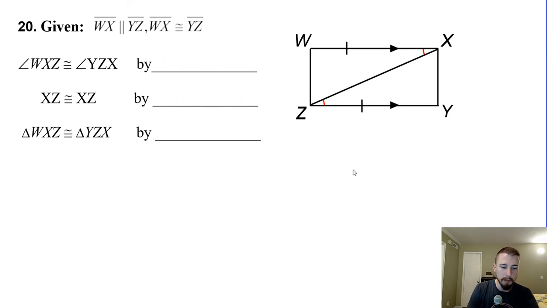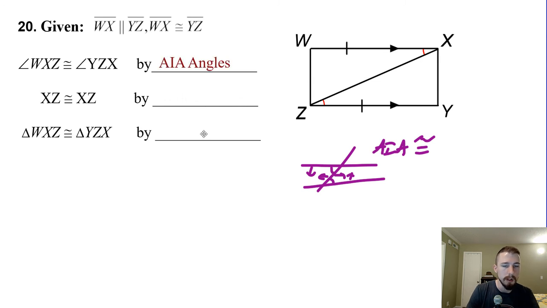If we have our parallel lines, I'll draw a diagram we're probably more familiar with, and then have angles here and here. What kind of angles are those? Well, they're on the alternate side of the transversal and the interior of the parallel lines. So these are alternate interior angles, which are, sure enough, congruent to each other. So these two are going to be congruent by alternate interior angles. You can just write AIA. Then we have XZ is congruent to XZ. Things are congruent to themselves. The reasoning behind that is the reflexive property.